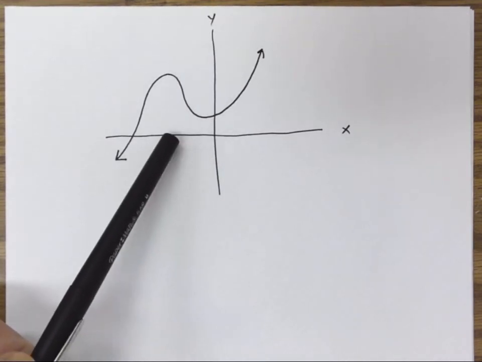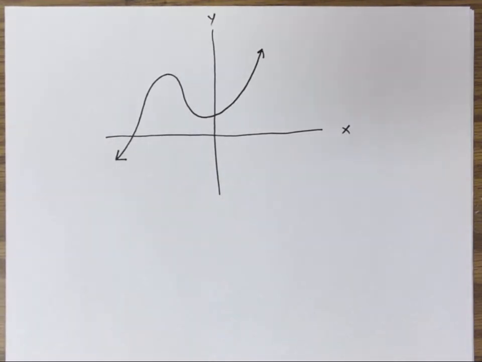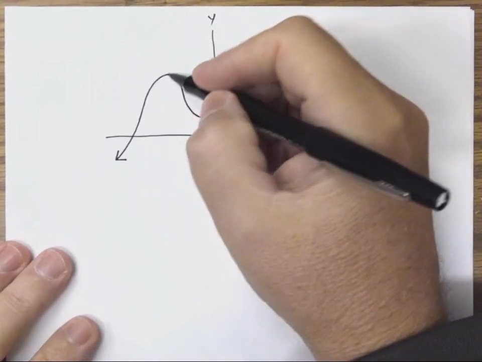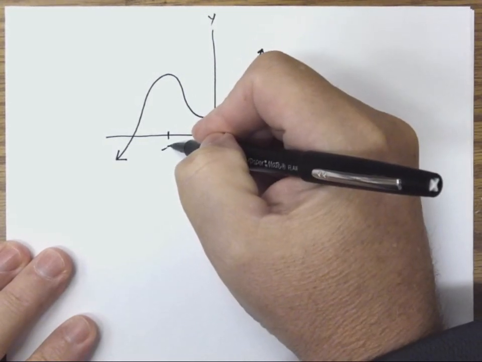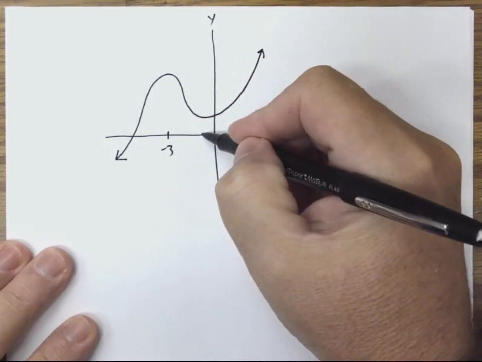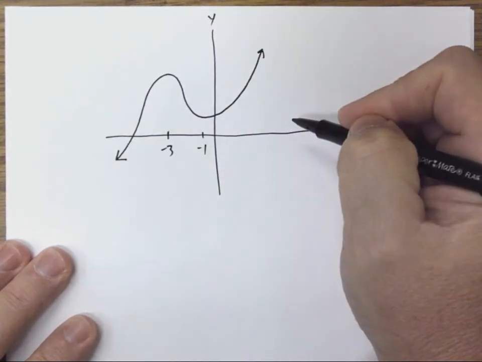I've just made up a pretty simple graph here of a function, and here's the question for this graph. I want to know where the function is increasing, and where it is decreasing. So maybe I'll just make up some numbers. I'll call that -3. I'll call this -1.